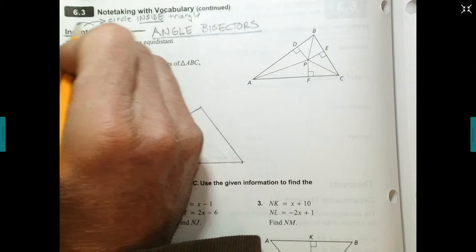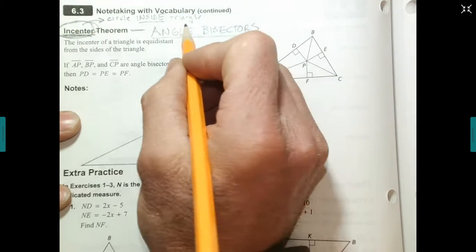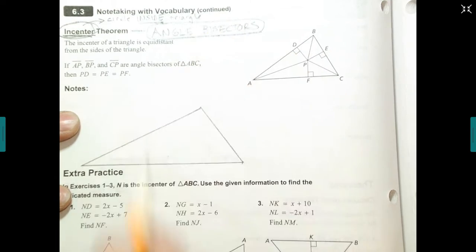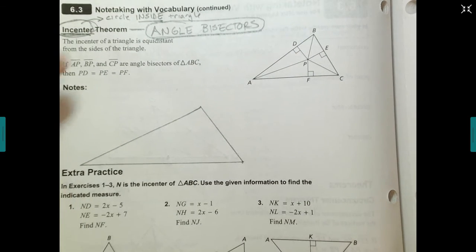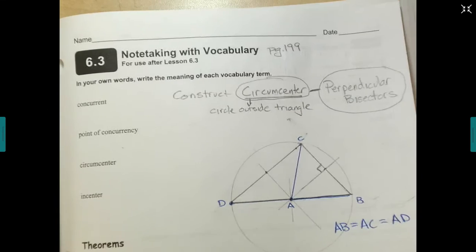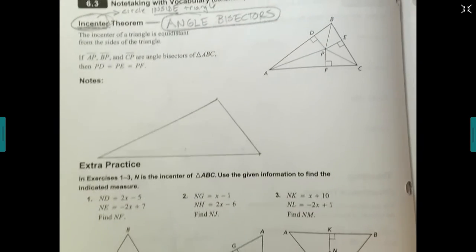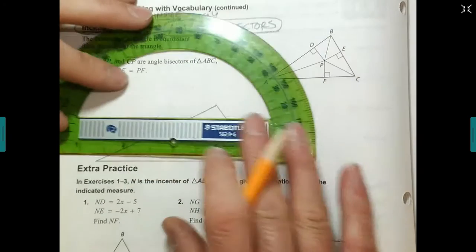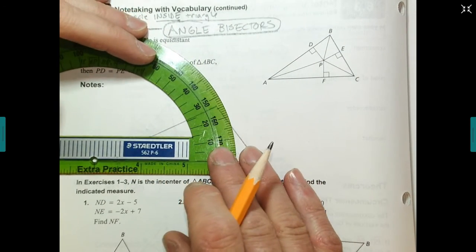So if we're doing incenter, we're going to be working with angle bisectors. So the difference: angle bisectors or perpendicular bisectors. So let's see how we figure out angle bisectors and what that does for us. So now I have to use my little protractor.